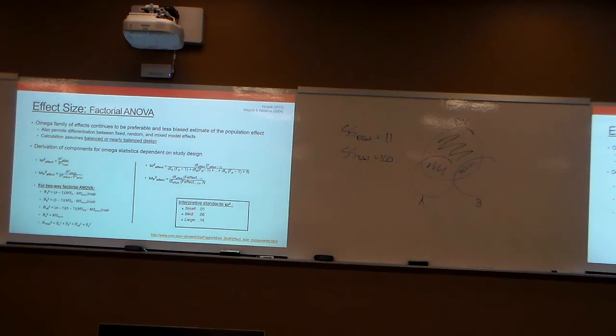Okay. Partial omega squared is actually easier to calculate than omega squared. Just degrees of freedom of effect times the F for whatever effect you're interested in minus 1, over degrees of freedom of effect times F for the effect minus 1, plus the total number of people in the sample. All right, an easier way to go through and calculate that.